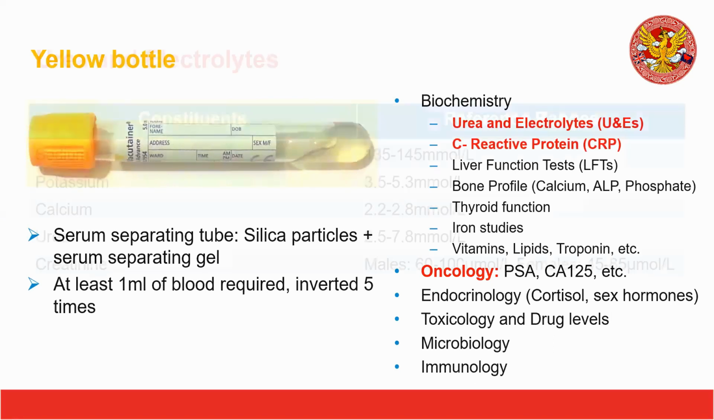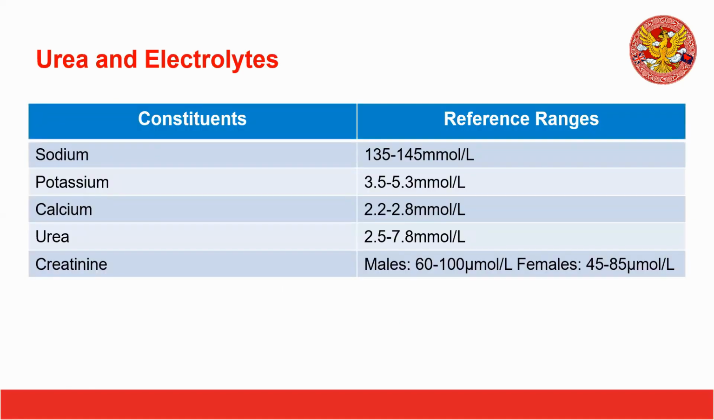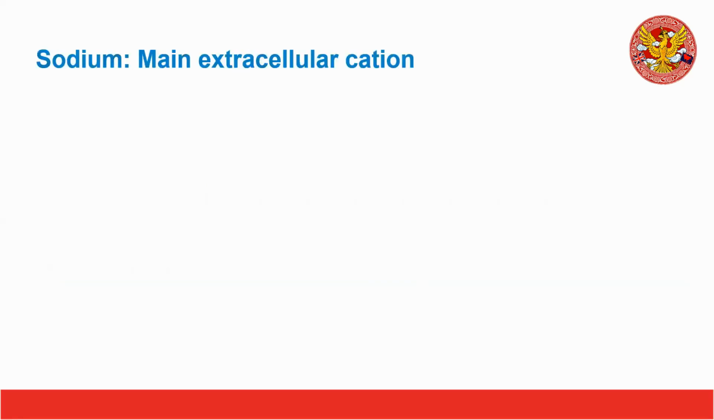So your urea and electrolytes, essentially what you're looking at here is your sodium, your potassium, your calcium, urea, and creatinine. I'm going to be going through sodium, potassium, urea, and creatinine. Unfortunately, I don't think I have enough time to go through calcium, so I've left that out. But what we're going to look at is what happens when there is an abnormality in the osmolality of these compounds. Okay, so first one, sodium.